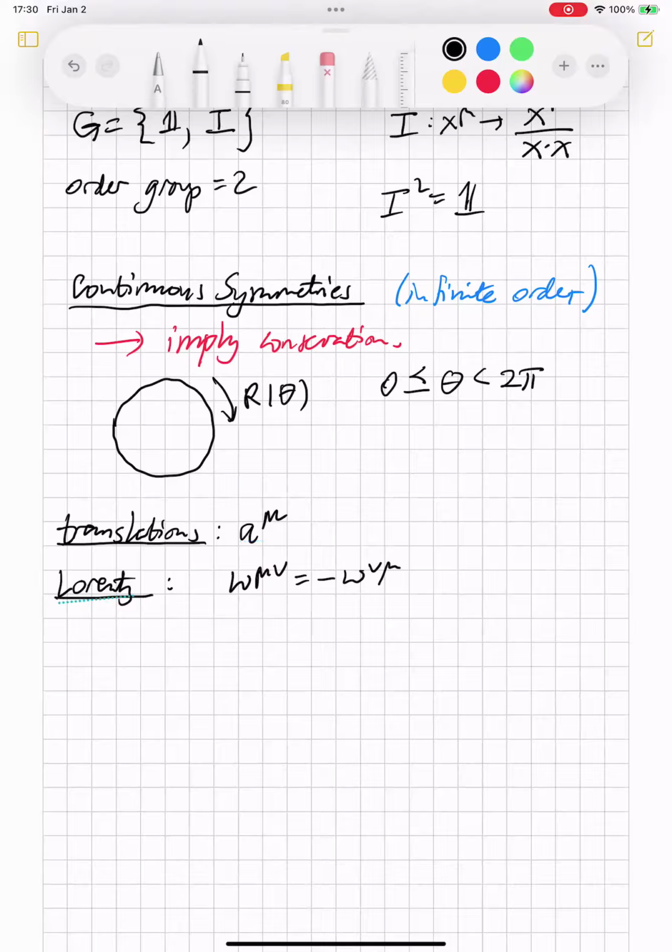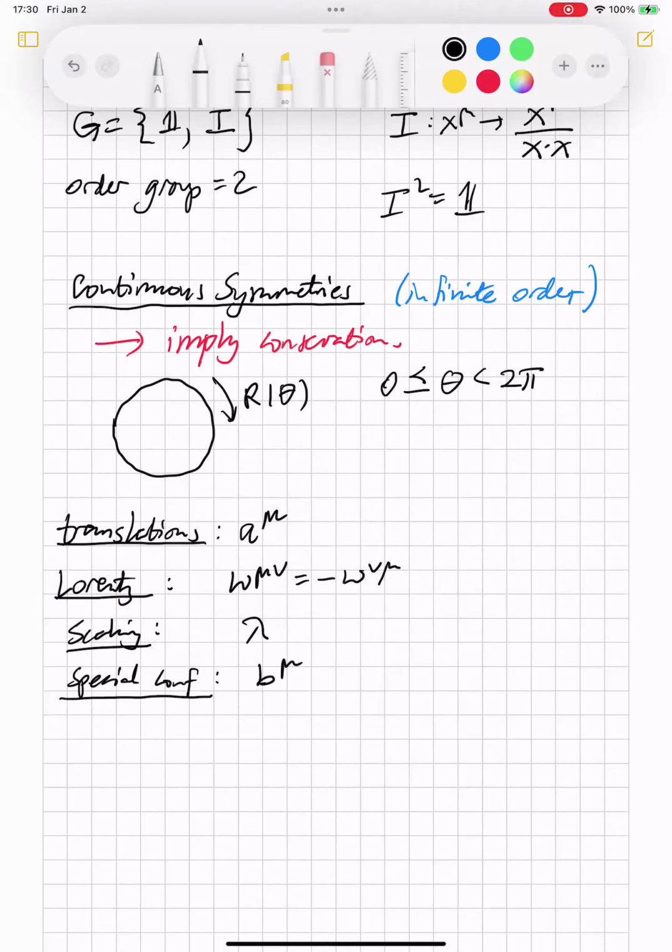You would also have scaling. So scaling transformations, there's a continuous parameter lambda, and you would also have the special conformal transformations. And the special conformal transformations would have a continuous parameter b nu.